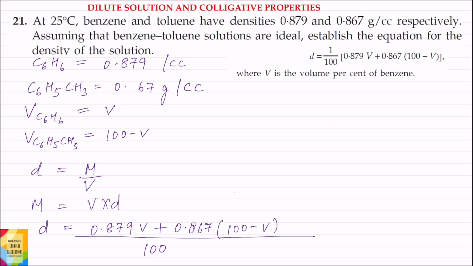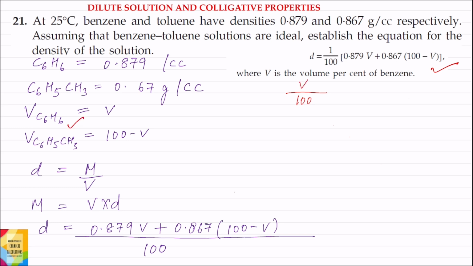Question 21. At 25 degrees centigrade, benzene and toluene have densities 0.879 and 0.867 gram per centimeter cube respectively. Assuming that benzene-toluene solutions are ideal, establish the equation for the density of the solution. This is the equation that we have to derive, where V is the volume percent of benzene. Volume percent of benzene is given as V. So if the volume of the solution is 100 milliliter, then volume of benzene is V milliliter.